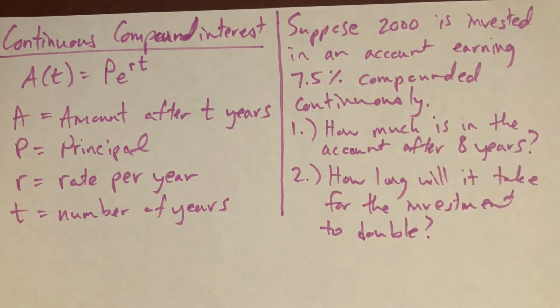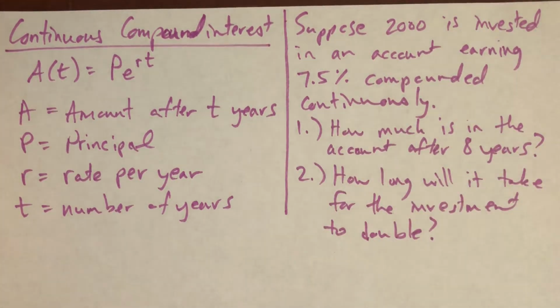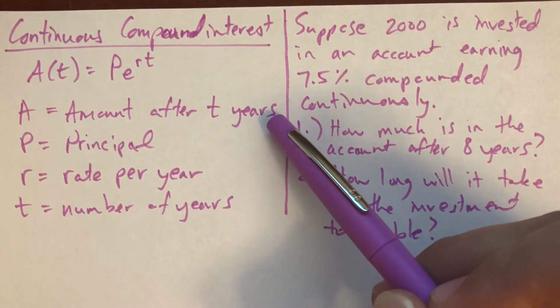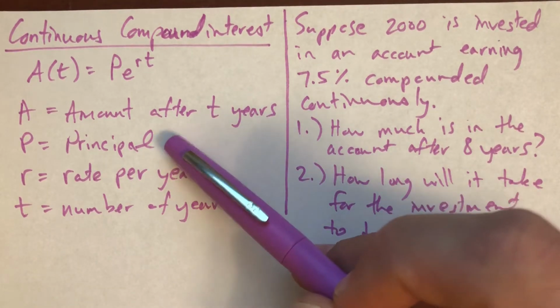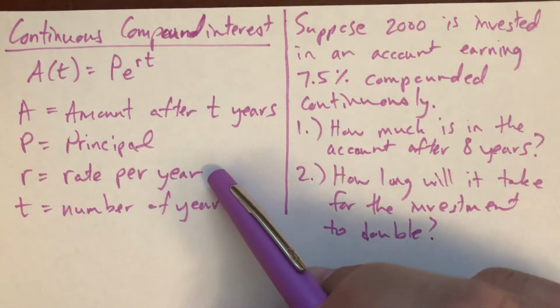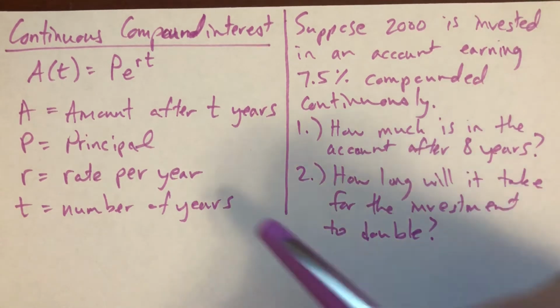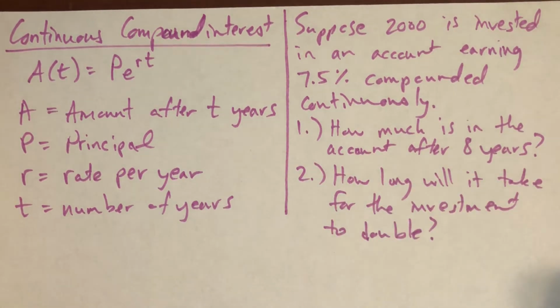So what's happening essentially is that the interest is just continuously being added to the principal. There's never a point where it's not. The interest just gets added to the principal all the time. So anyway, we've got pretty much the same variables with this formula. The A is still the amount after t years. P is still the principal, so that's the initial amount we start with. R is the rate per year. Again, per year is the big deal there. And T is the number of years.